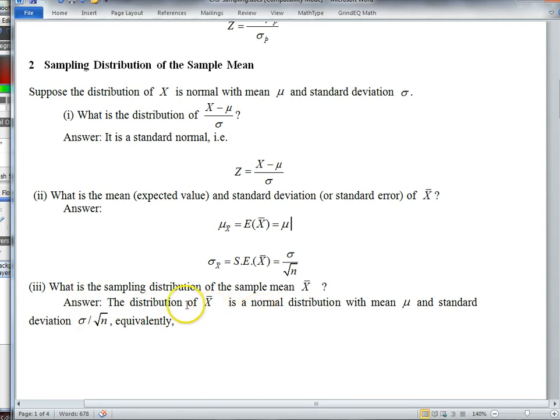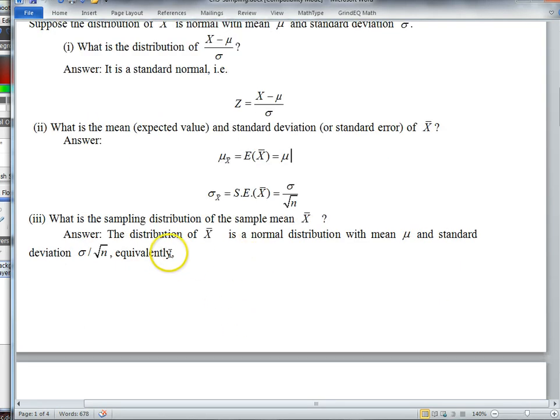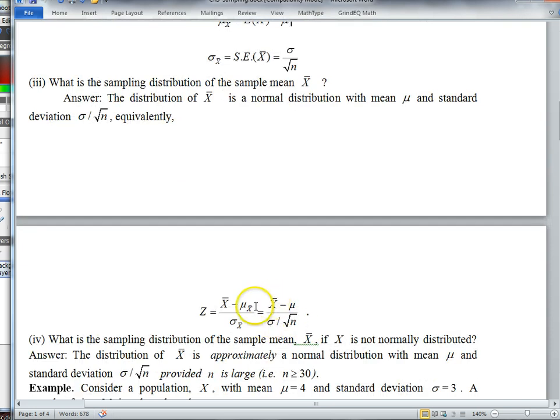It is called the sampling distribution because x bar is obtained from sampling. We obtain it using sampling by picking samples. So the distribution of x bar is a normal distribution with mean mu and standard deviation sigma over square root of n. We summarize that by saying x bar minus mu over the standard deviation of x bar, or sigma over square root of n, is a z distribution.